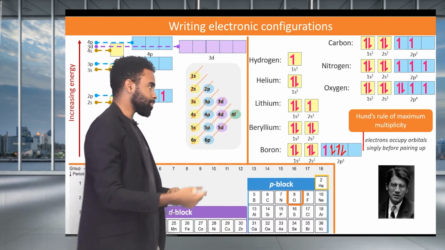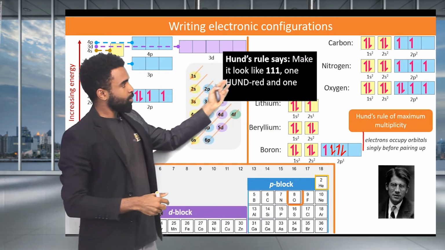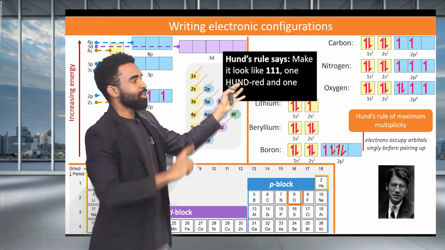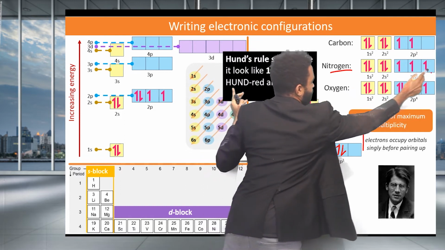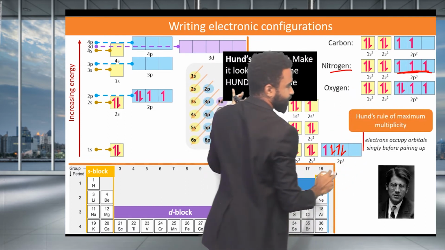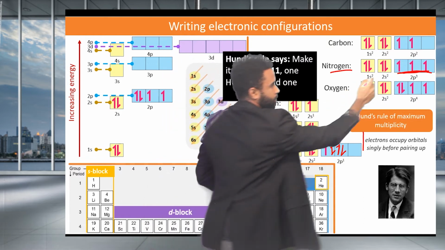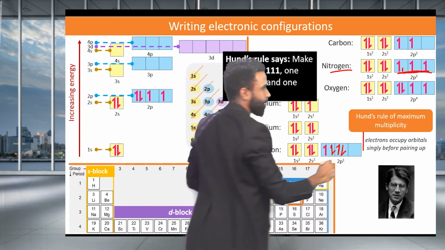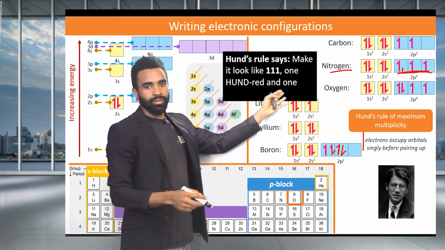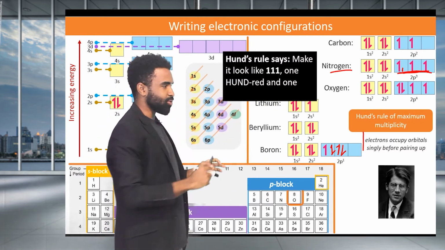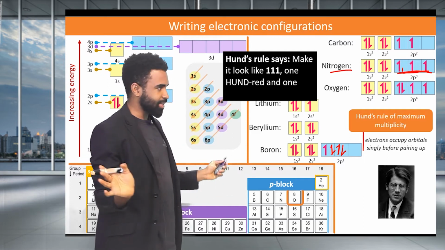You can remember it by thinking, this guy, his name Hund, it sounds like 111. No, wait, how can you remember it? Nitrogen here looks like 111, okay? And so that is obeying Hund's rule. If we didn't obey Hund's rule there, we would have put a second electron here. But it's obeying Hund's rule, and it looks like the number 101. 101, Hund's rule of maximum multiplicity. If you don't like the mnemonic, you don't have to take it, okay?